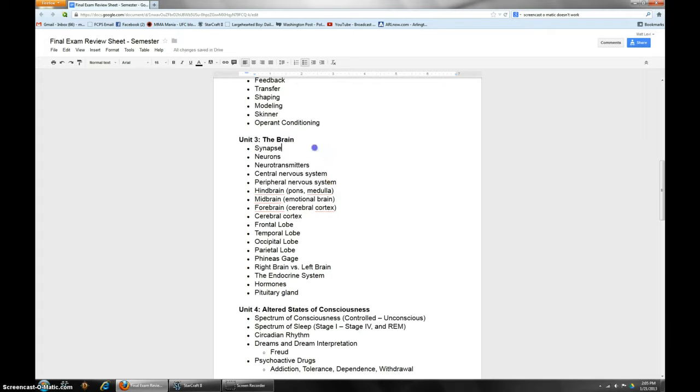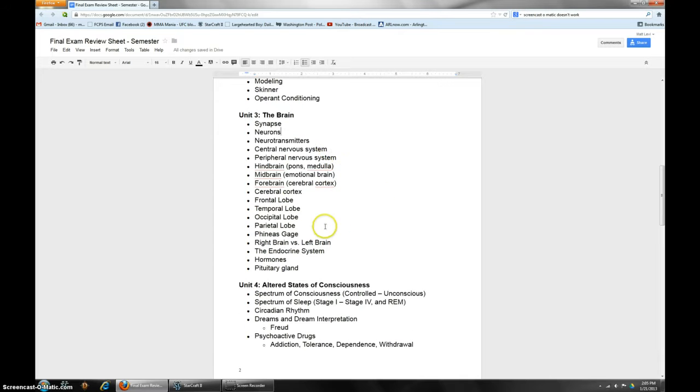Some other neat things in here. Synapse neurons are the basic building blocks of the brain. Everything else should be pretty easily remembered. The pituitary gland is another way we send information throughout our bodies.